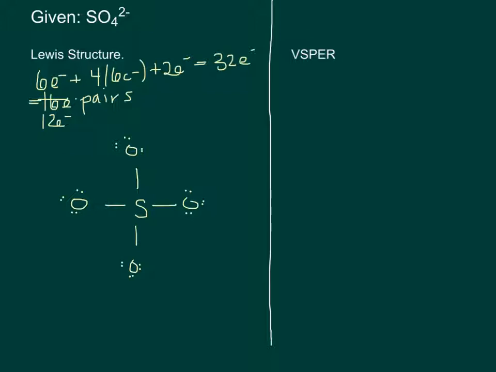So since we have 4 bonds and we don't have any extra pairs or any lone pairs or any incomplete octets, we're going to go straight into the VSEPR structure, and this Lewis structure is going to give us a tetrahedral.